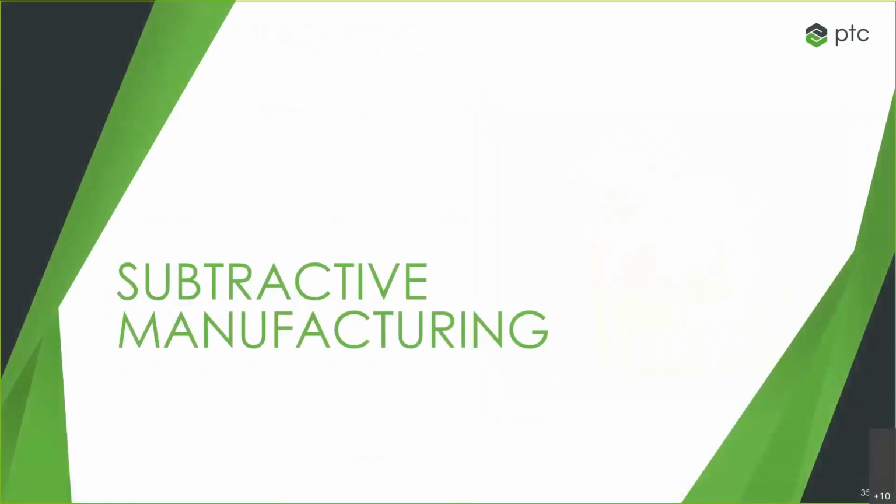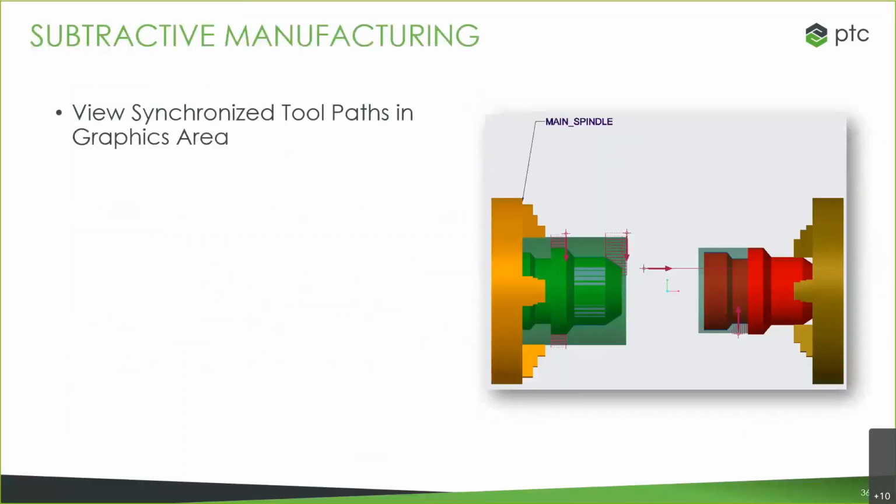And then on the other side of things, we've also made improvements over in the machining world. So first here, we can now view synchronized tool paths in the graphics area. We've always been able to synchronize those tool paths, but now there's a synchronization menu where you can highlight what you want to see, go right there in that menu and view them and keep track of everything. It makes it very clear to see what you're doing there.